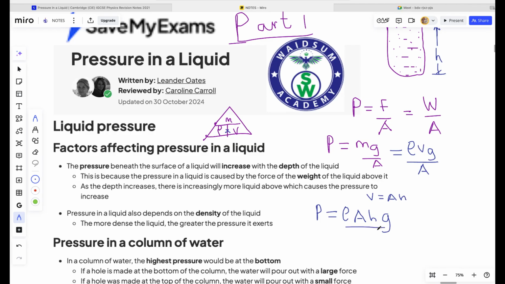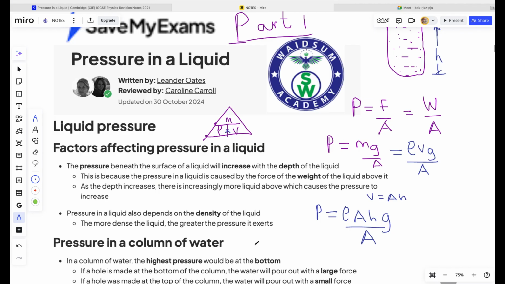I always substitute AH in place of V, just the same way I substituted the mass with density and volume. Is that okay? And we substituted the weight with mass and gravity. It's just about substitution from one step to another.